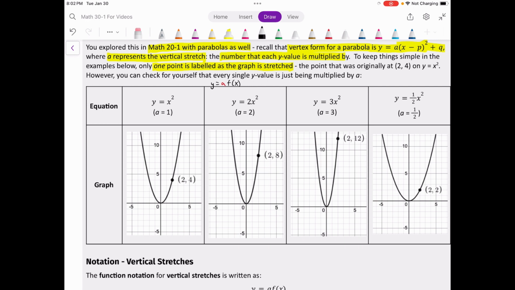That causes it to end up looking narrow horizontally. Like if you imagine stretching some Play-Doh vertically, it gets skinnier in the middle, right? Because it's going up faster, right?